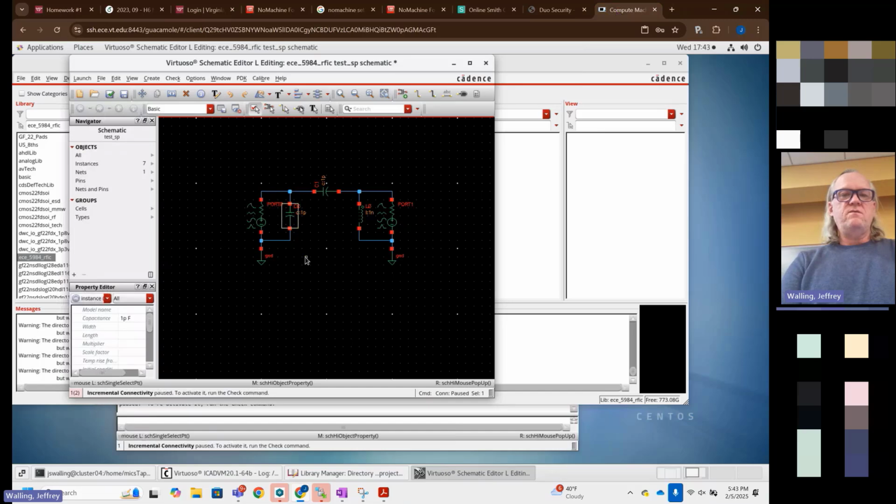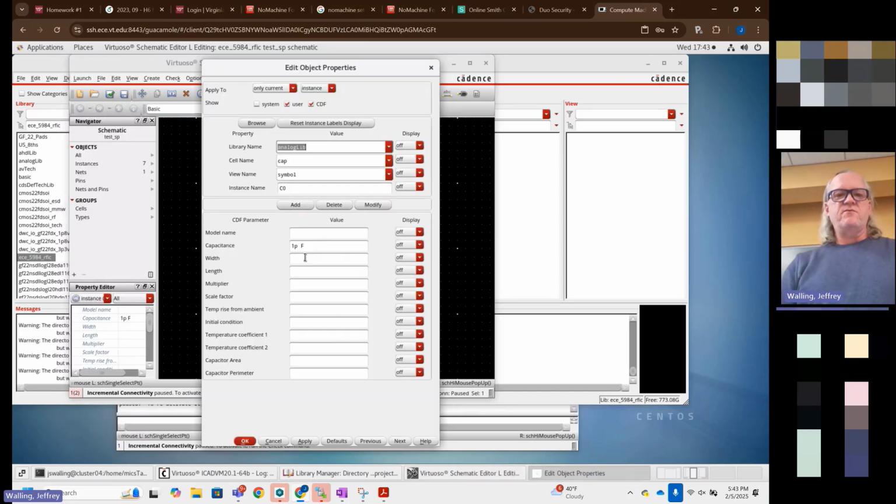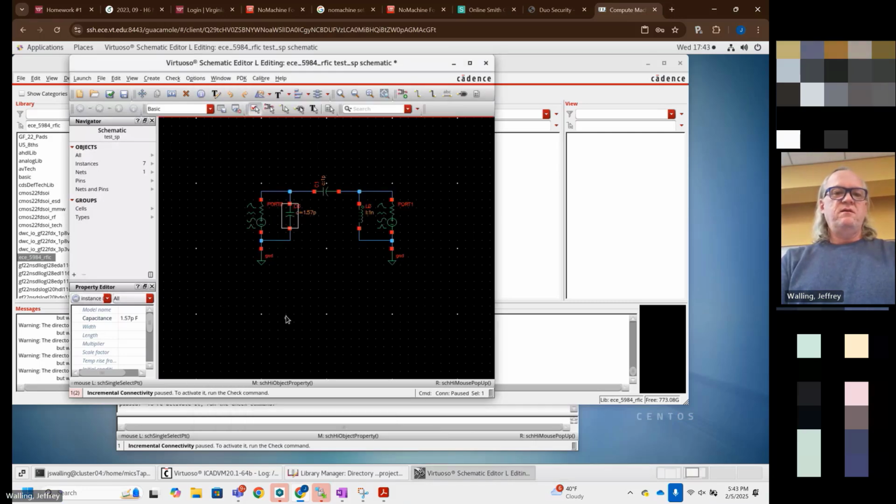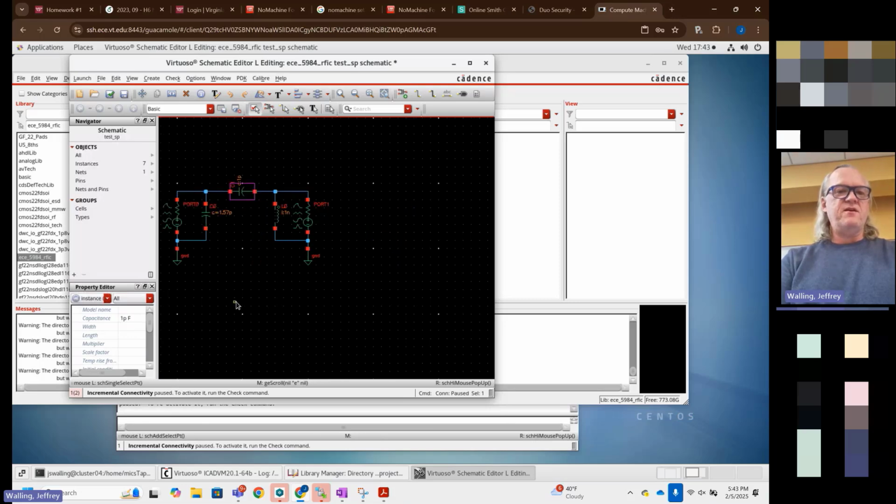Okay, so when you want to edit a component, you can highlight it and press Q, and that will bring up the menu here. There's 1.57p. Or if you just highlight a component, you can go over to the property editor on the side and edit it. If you mess up, you undo.